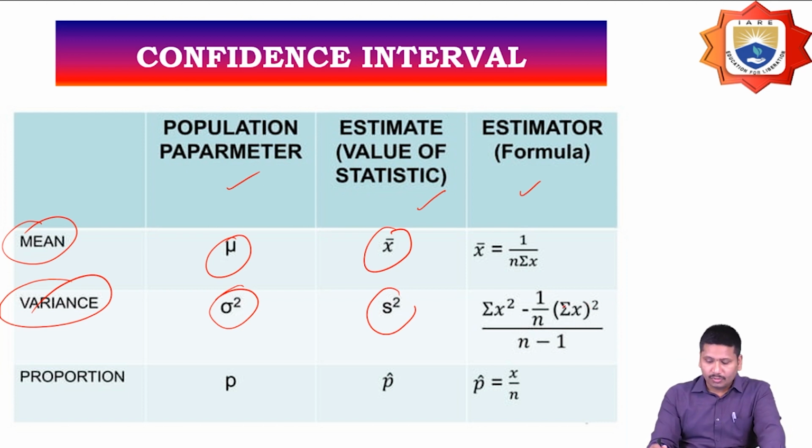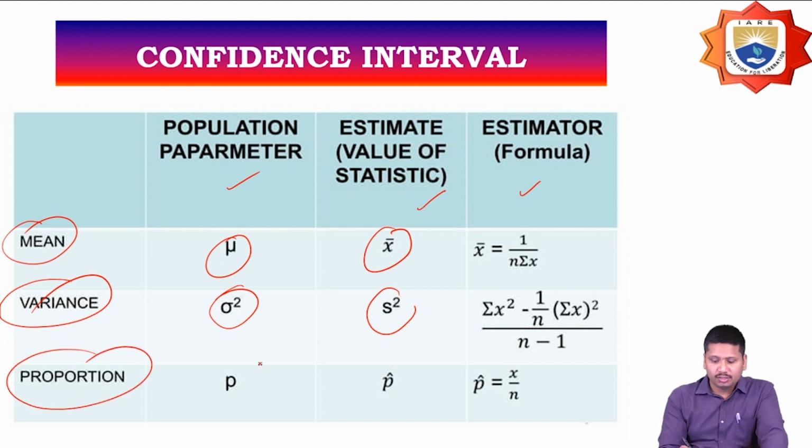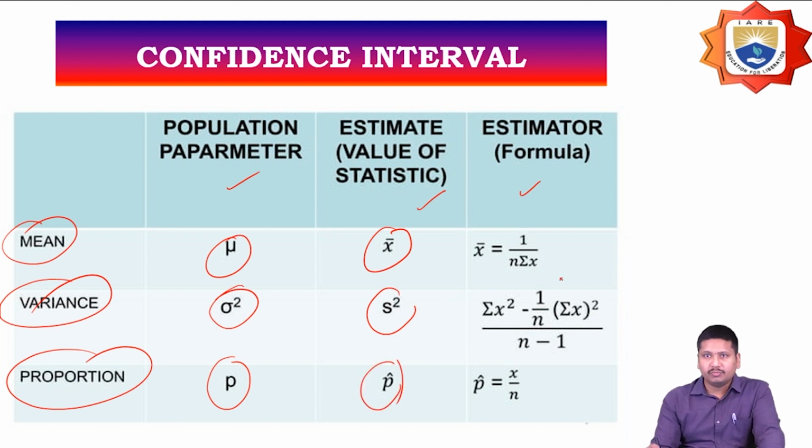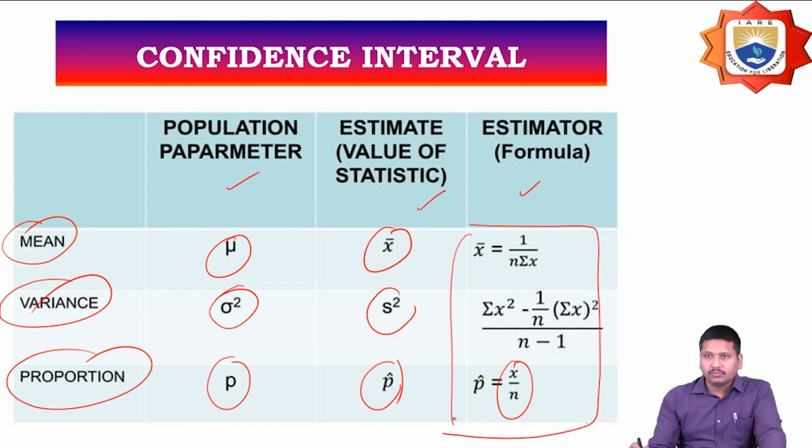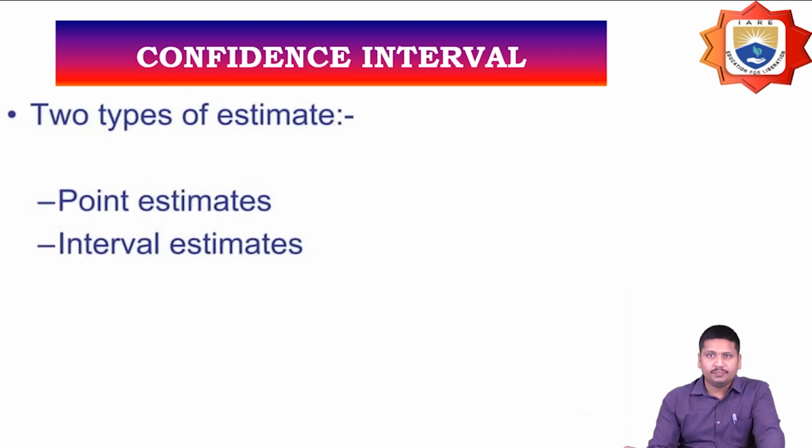And the next one is proportion. The population parameter for proportion is represented as p, and p cap is the estimated value of the statistic for that, and the equation is x by n. So like this we have to know all the formulas that are going to be needed for calculating the mean, variance, and proportion.